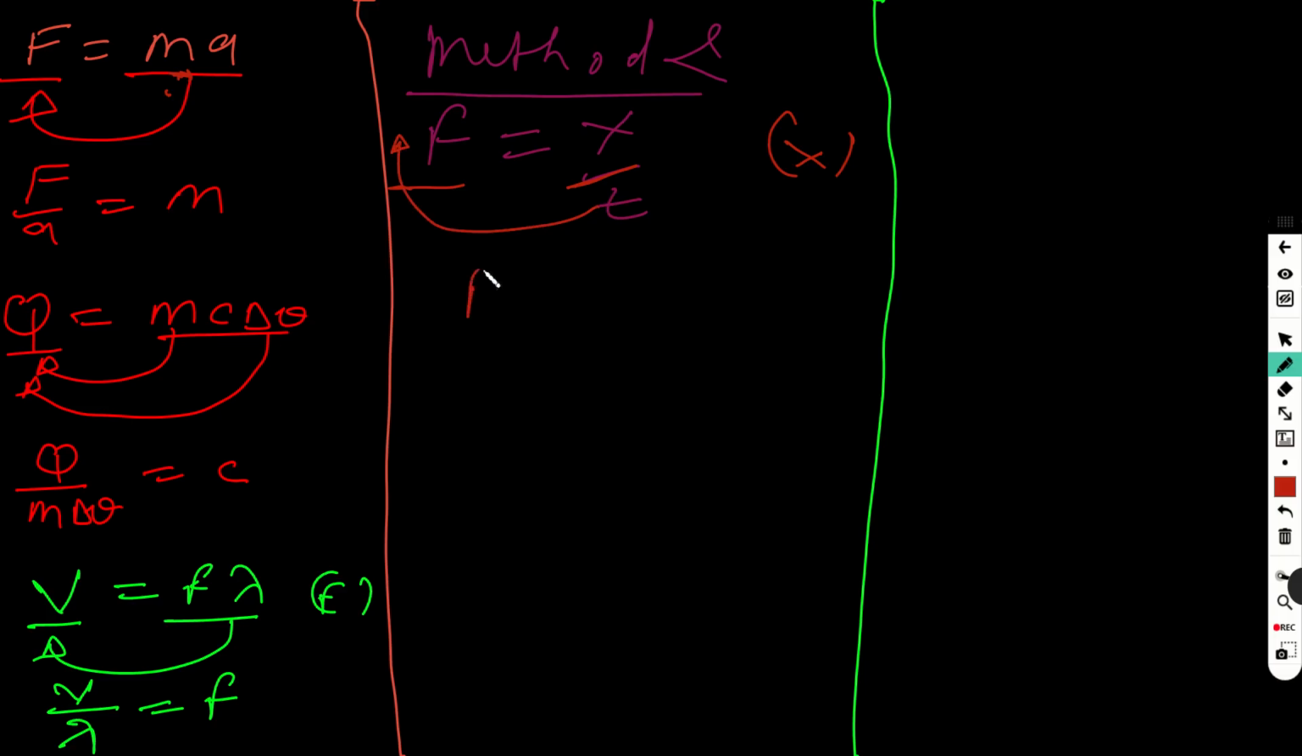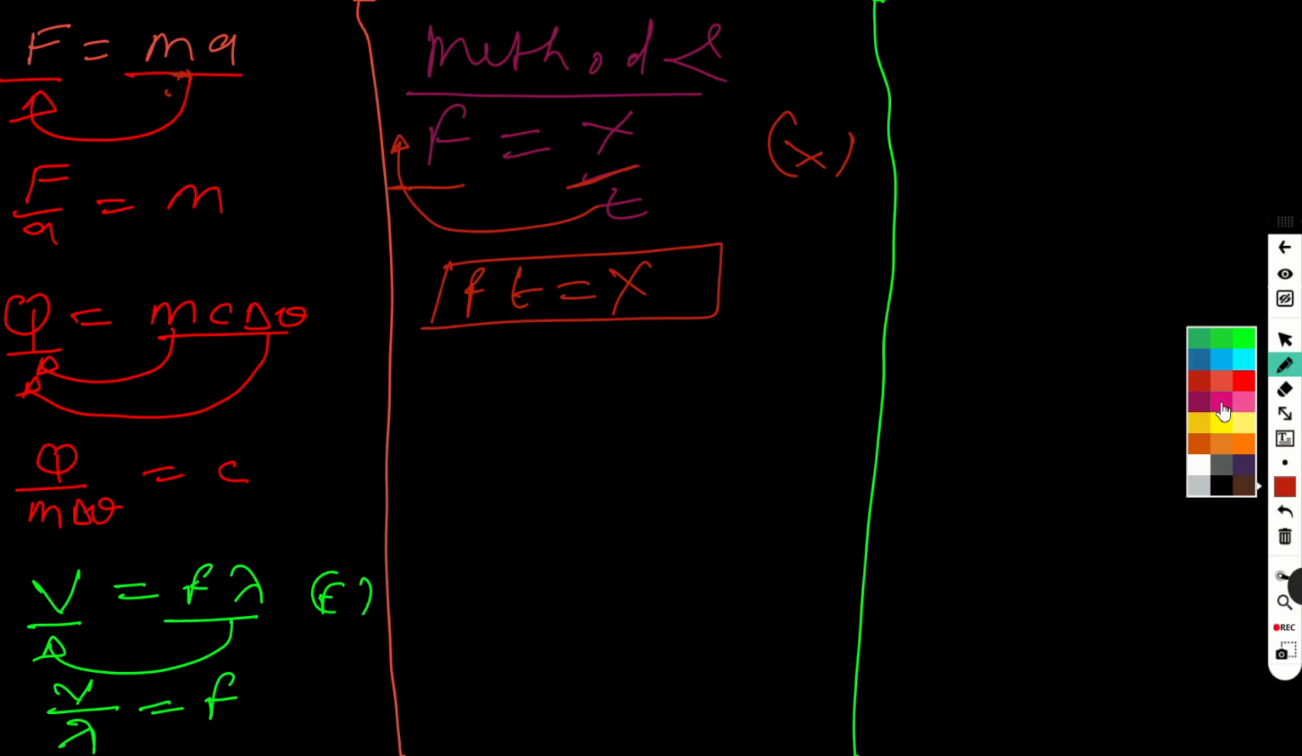So you have now F times T is equal to what? X. That's what we're going to do. Yes. So now you have made X the subject of the formula like this. But now, if we are supposed to make, for example, let's say T the subject of the formula.